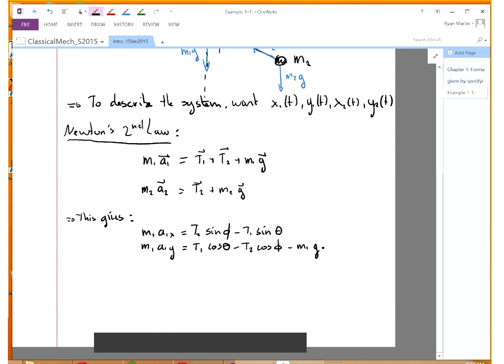Okay? And we do for the second one, we have M2 A2x equals, there's only one force in the x direction for mass 2, and so that's going to be minus T2 sine phi. And then finally, we have M2 A2y, the y component of acceleration of mass 2, which is going to be T2 cos phi minus M2g.